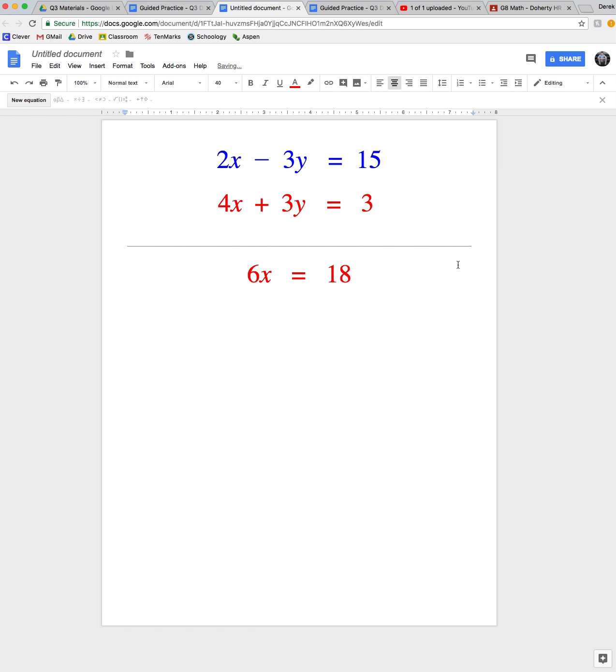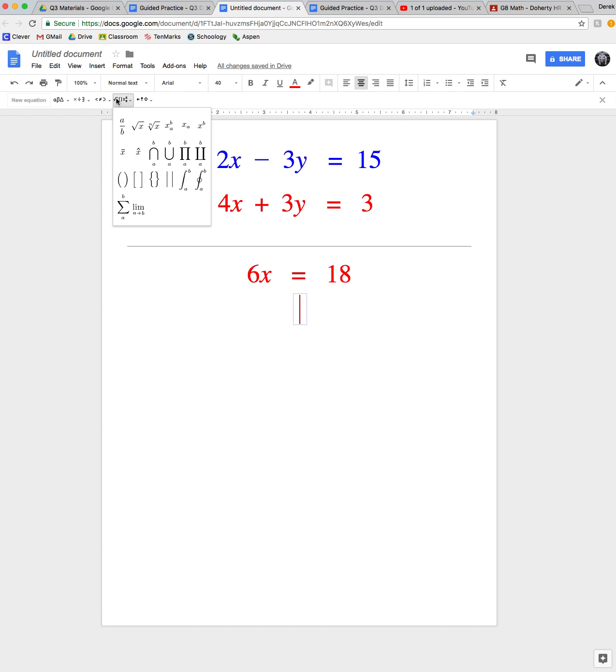We can now see why elimination was an attractive method to use here. Very quickly, with one step, we eliminated the y's from our linear system, and we got ourselves a new equation that has only x's in it. A simple equation that one step later, after we divide both sides of this equation by 6, we find that x is going to be equal to 3.